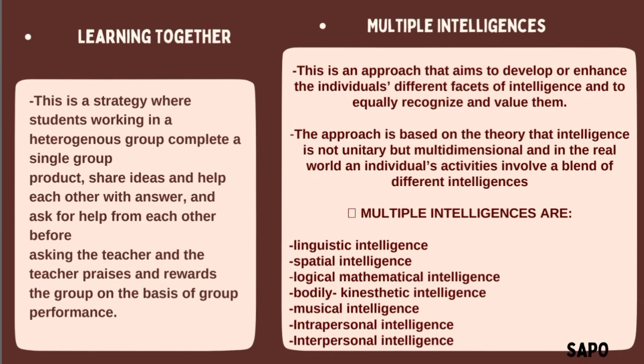Next, learning together. This is a strategy where students working in a heterogeneous group complete a single group product, share ideas and help each other with answers, and ask for help from each other before asking the teacher, and the teacher praises and rewards the group on the basis of the group performance. So learning together uses the power of peer teaching to create positive, even amazing changes in students and schools.